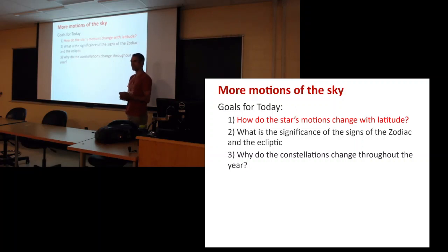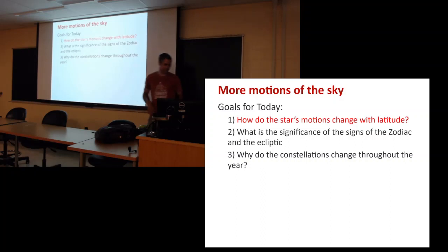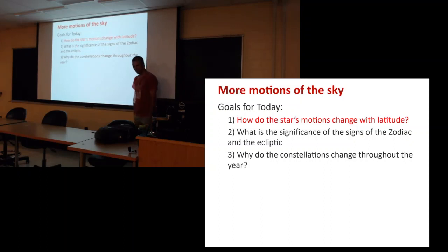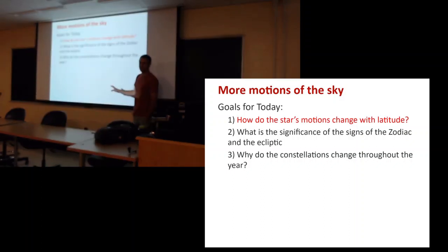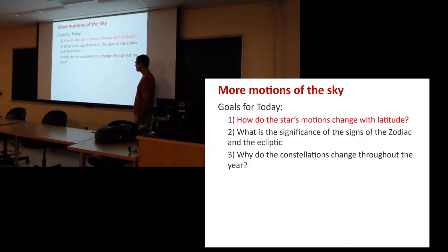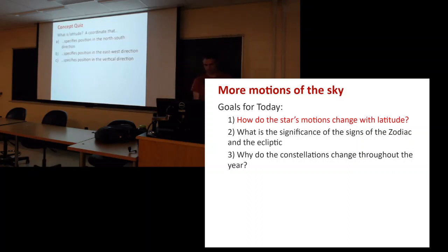I want to talk about the signs of the zodiac. This is actually something that comes up frequently with students, but not so frequently in astronomy. The signs do have real meaning, though, to astronomers, and I want to point out what that meaning is, just because your students will find that kind of interesting. And then finally, we want to talk about how the constellations change throughout the year. We've actually mentioned this, but we'll just solidify that.